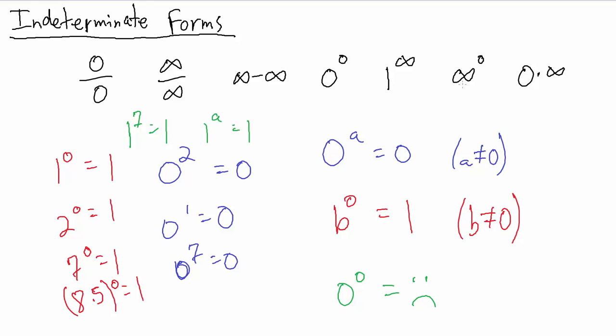Same thing with infinity to the 0. Okay, even though 1 to the 0 is 1, 2 to the 0 is 1, 7 to the 0 is 1, 8.5 to the 0 is 1, because 1, 2, 7, and 8.5, those are all numbers. Infinity is not a number, so we can't treat it like one.